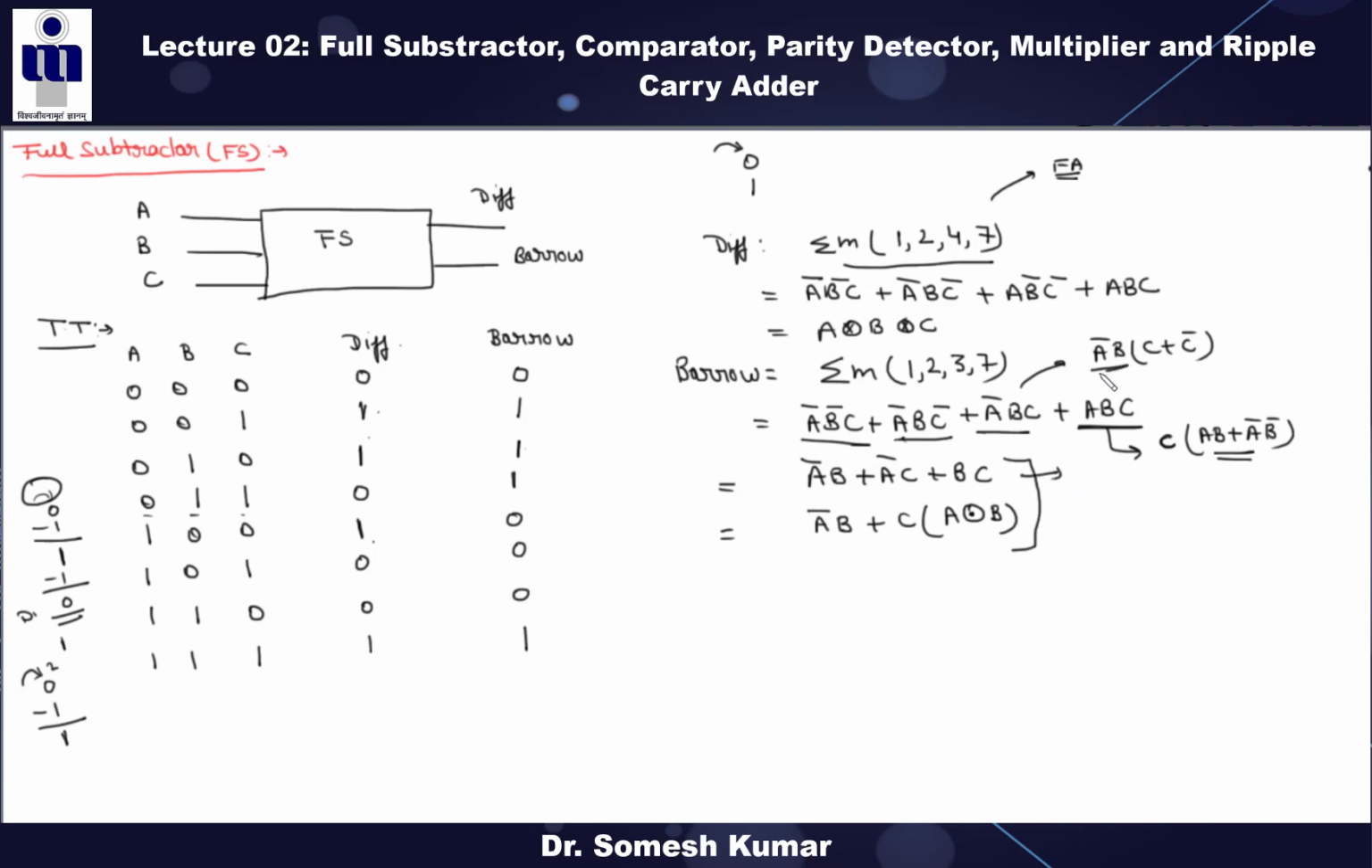You can take A bar B common from this, then you can take A bar C common in between this and this, right? Then in this you can take BC common, in this term and this term you can take the BC common, then these terms will come, right? So both these expressions are true for this borrow, right? So next, these are our minimized expressions for the difference and the borrow.